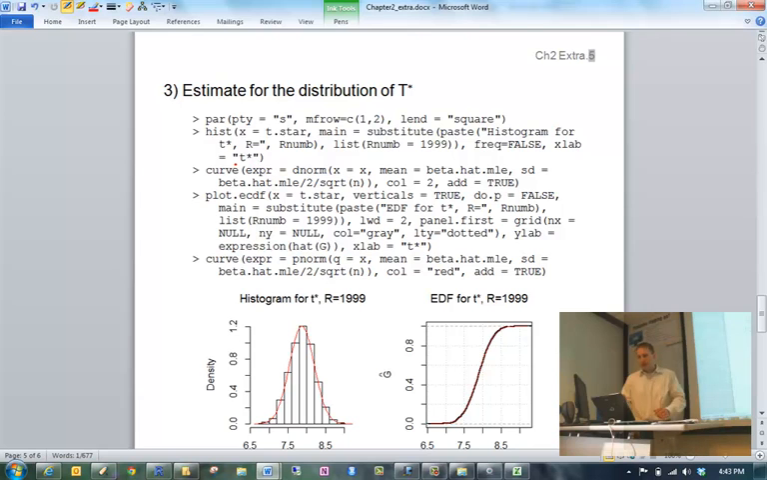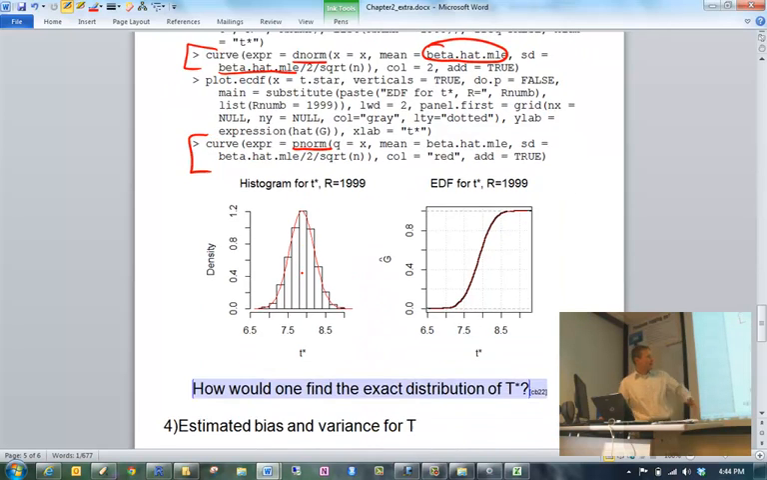Now the curve function that I use here, notice what's being plotted, normal. What I chose to plot was the asymptotic distribution that I showed you at the beginning. So method number 2 to approximate the distribution of T. Look at the mean, beta hat, and the standard deviation, beta hat divided by the quantity 2 times the square root of n. So just the asymptotic distribution. And look at how it follows basically what we got from the bootstrap.